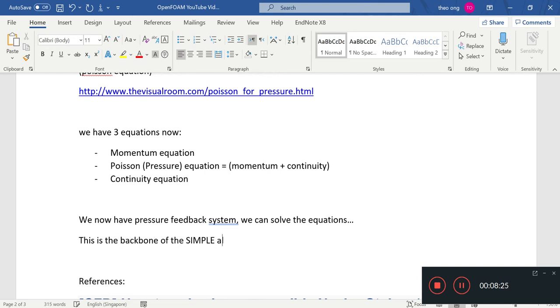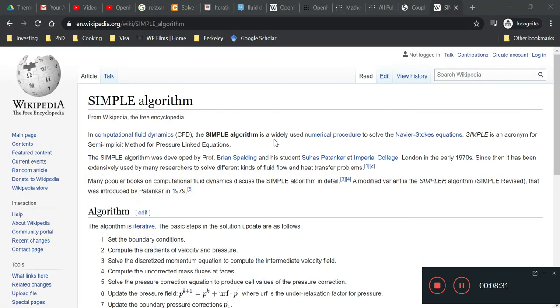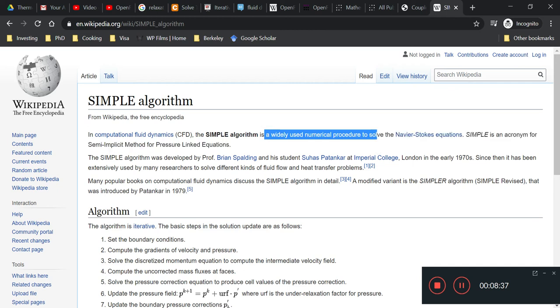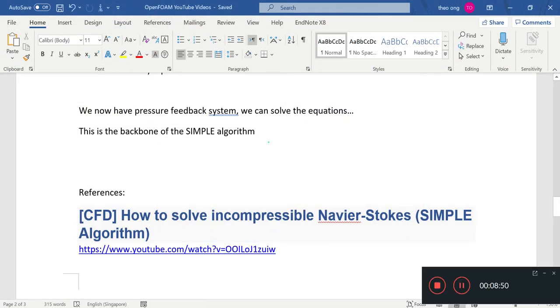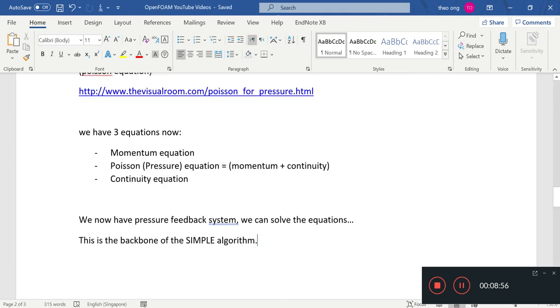What is the SIMPLE algorithm? If you take a look at Wikipedia, in CFD, the SIMPLE algorithm is a widely used numerical procedure to solve the Navier-Stokes equations. SIMPLE stands for Semi-Implicit Method for Pressure-Linked Equations. It's a very nice acronym, and it basically does the job. Normally you will see some of these solvers in OpenFOAM used for steady state solutions, steady state situations.